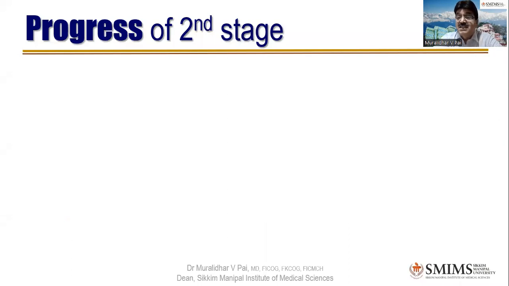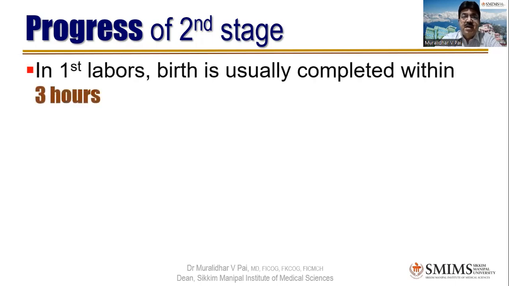The progress of second stage. This is something new in labor care guide. The old Partograph didn't have second stage. Here we are having second stage. In first labors, birth is usually completed within 3 hours. Of course, the 3 hours, I'm not very comfortable talking because I always believed that it should be 2 hours maximum in primary gravida and 1 hour in multigravida. But I remember very well one of our seniors went to UK and there they were waiting for 3 hours, 4 hours sometimes. But now anyway, WHO is saying maximum 3 hours you can wait in primary gravida.